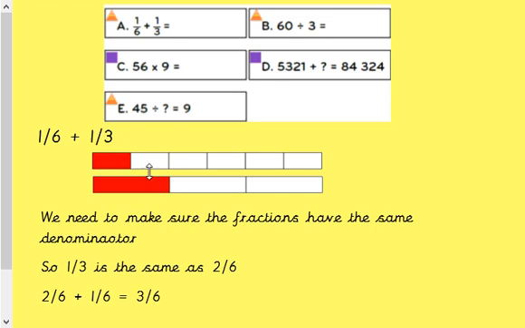Now if I was to look at my thirds here, pretty much I'm going to try and turn both of these fractions into sixths. If I look at the third bar here, I can see that 1/3 is the same as 2/6. So down below here, I'm going to say 2/6 plus 1/6. And we all know that when we're adding fractions with the same denominators, the denominator will stay the same, and we just add the numerator. So here, 2 plus 1 would be 3. So in answer to our question here, 2/6 plus 1/6 equals 3/6.